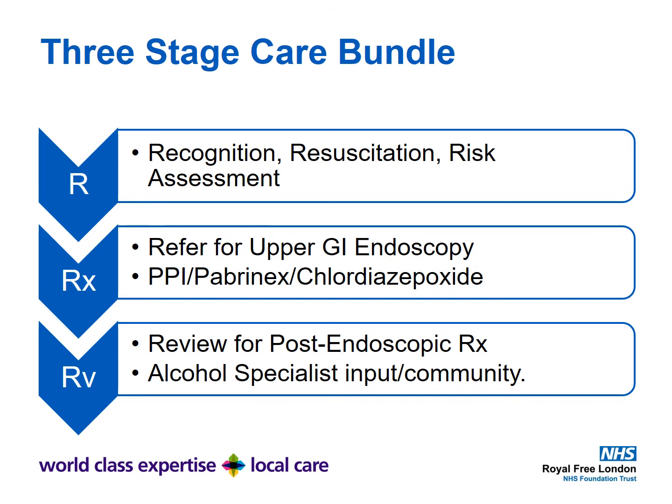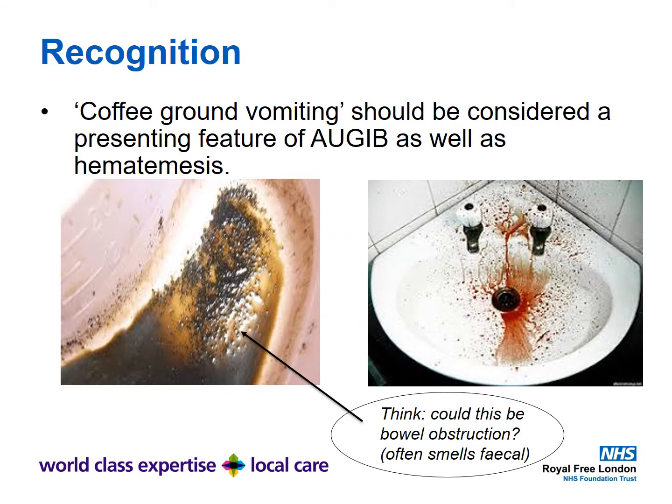of vital importance. So, coffee ground vomiting should be considered a presenting feature of acute upper GI bleed as well as haematemesis. In the diagram on the left, you'll notice a rather black coffee ground vomit, hence where the term comes from. This is usually digested blood and is a sign of acute upper GI bleed. On the right hand side, you'll notice a rather dramatic picture of a large amount of bright red vomit in the sink, and this should make you worry about a variceal bleed instead, which does require different treatment, especially antibiotics.